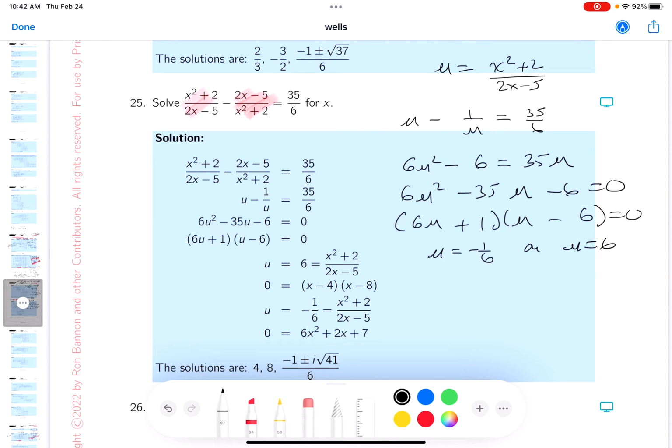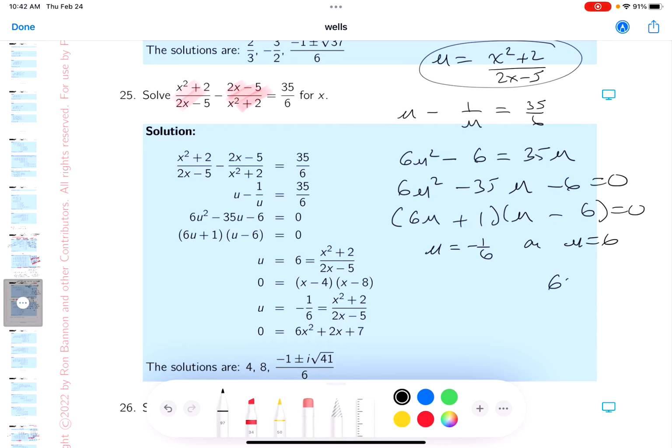Well, I've got to do them. And someone says, what do you mean you've got to do them? I don't want u, I want x. And this is going to give it to me. So let's look at the first one. 6 equals (x squared plus 2) over (2x minus 5). And that's not so bad. That's 12x minus 30 equals x squared plus 2. Wow, it's going to be a tough one. 0 equals x squared minus 12x, and then you're going to get plus 32.